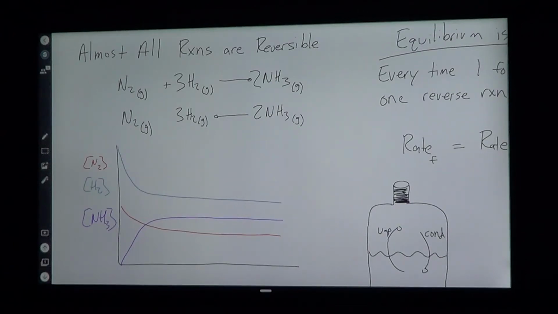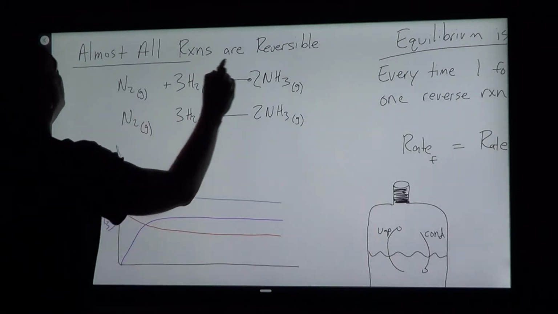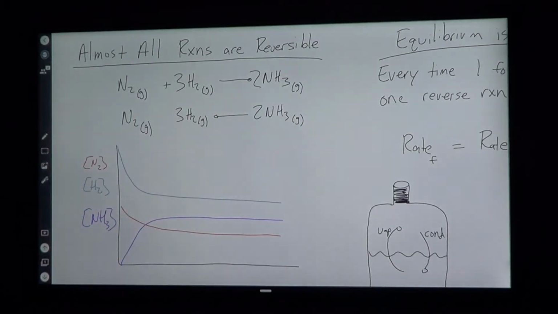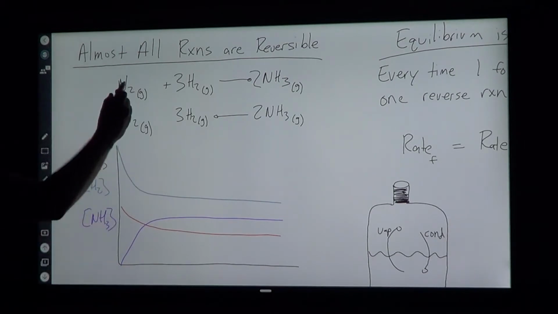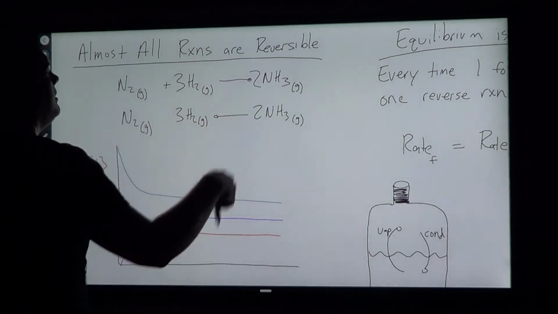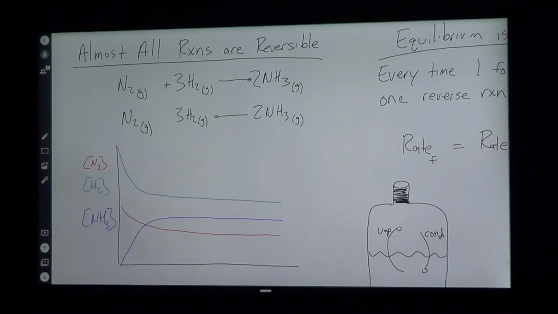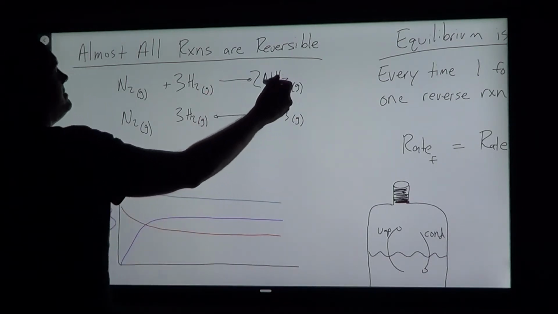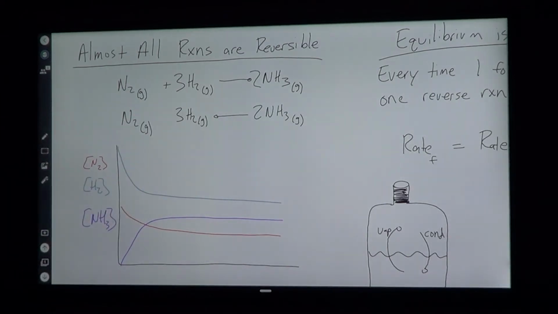Okay guys, we're going to talk about chapter 18, which is equilibrium. The first thing we got to get to is the fact that almost all reactions are reversible. So up until now we've said that nitrogen plus hydrogen will make ammonia, and we've been pretending as if ammonia can't decompose and come backwards. But in reality, all chemical reactions can go pretty much forward and backwards.